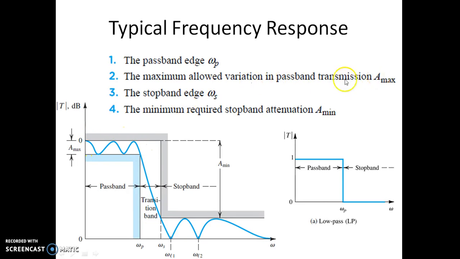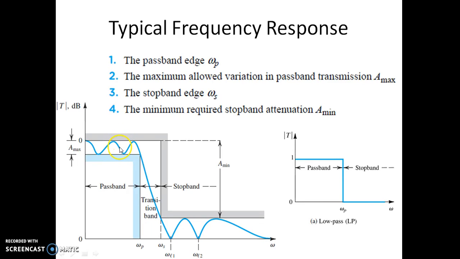So this A max indicates the maximum allowed variation within the passband, and omega s happens to be the edge of the stop band. This is the stop band edge, and this A min is the minimum required stop band attenuation. We know that the magnitude should be 0 in the stop band, but you cannot achieve that 0 magnitude over here. So we are supposed to guarantee a minimum attenuation in the stop band. A min indicates the minimum required stop band attenuation should be A min.